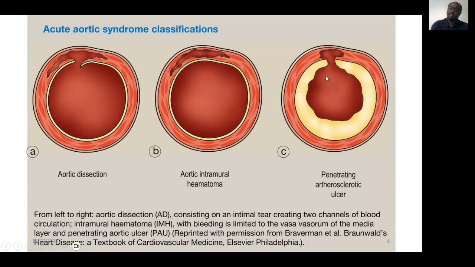And lastly, here is the PAU, or the penetrating atherosclerotic ulcer. So these are chronic patients with atherosclerosis, very calcified vessels. And what happens is that this calcium around the vessels, because they're not really expansile, as we know, they're not really smooth muscle, they're calcium.